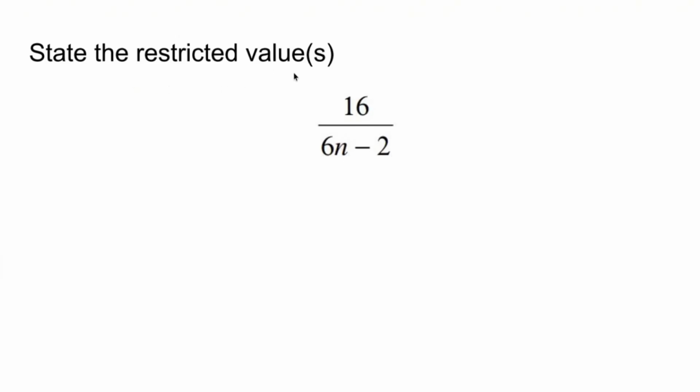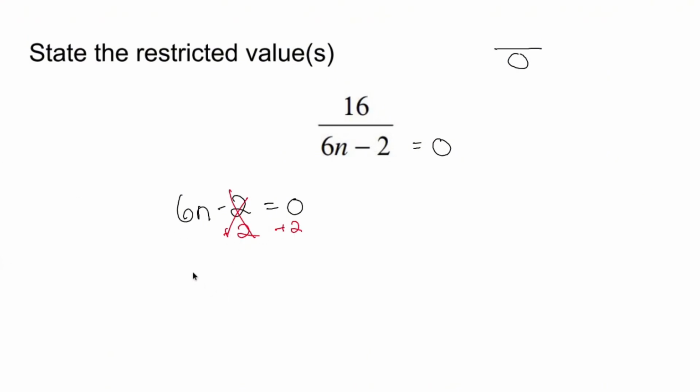State the restricted values. A restricted value is a number that you're not allowed to plug in because it would make the problem undefined. Well, what makes a problem undefined? If it's over 0. So what I need to do is find out what numbers make the denominator 0. So I have to find out 6n minus 2 equals 0. So we're going to add 2 to both sides, like so.